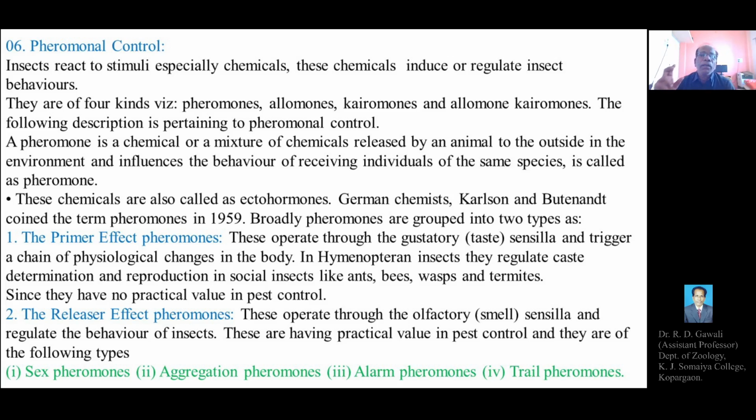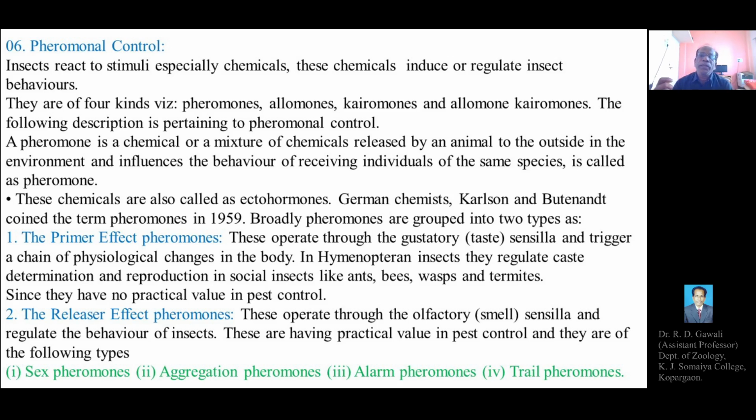So the primer effect pheromones change the behavior or regulate or stimulate certain physiological activities in the body due to taste only. These primer effect pheromones operate through the gustatory sensilla, that is the sense of taste, and thus trigger or stimulate a chain of physiological changes in the body.